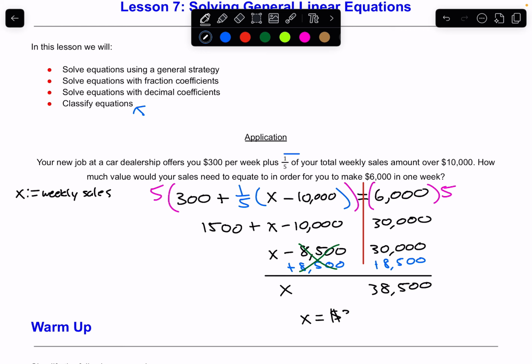So X equals 38,500. And if you're thinking, oh, that's a bad job, how are you ever going to do that? Well, one, making $6,000 in a week sounds like an extremely good week. So that sounds like an awesome job. But also $38,000 in sales, if you're selling cars, that's one car. So I highly doubt that car salesmen are actually making this much money. But if they are, good for them. And hey, maybe a career path to look into. That is not advice, though. I recommend you all become math professors because it is the greatest job on earth.